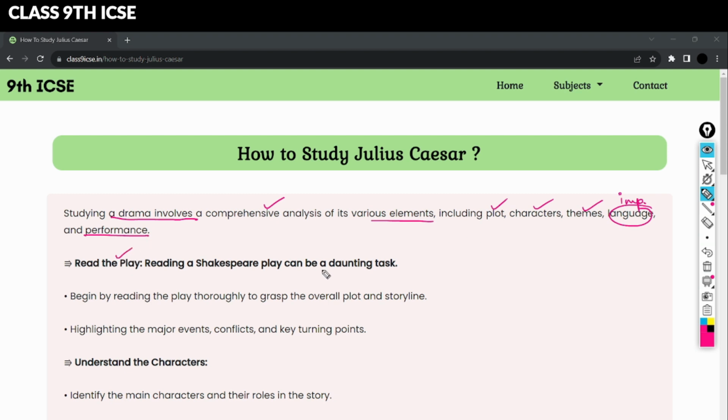It can definitely be a daunting task, a problematic task for you if you're not well versed with it, if you do not know the correct approach towards it. So how do you begin?